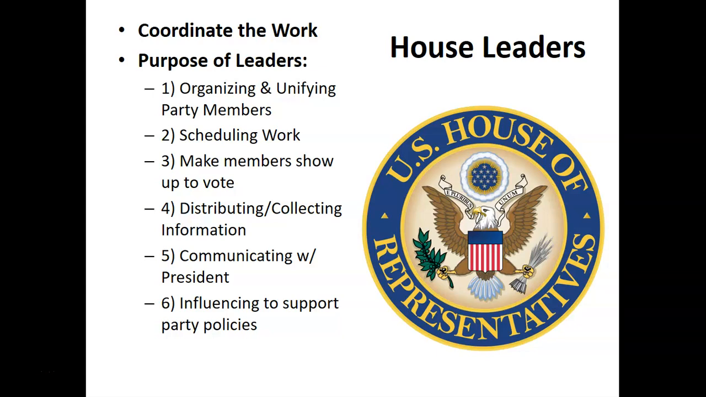And then they communicate with the president as much as possible or when they need to. And then they try to influence support and party policies. So if they're a Democrat, they're going to try to say, hey, look, these are policies of our party. If they're Republican, same thing.